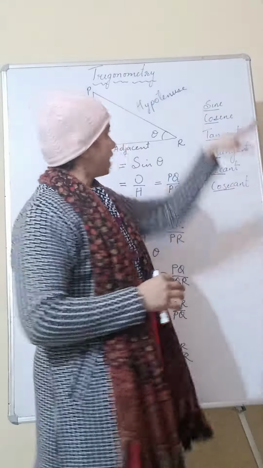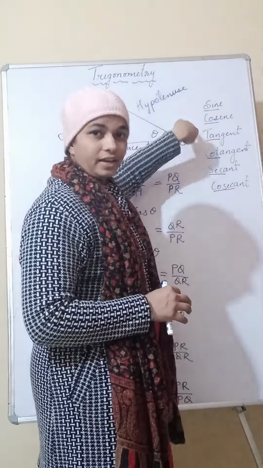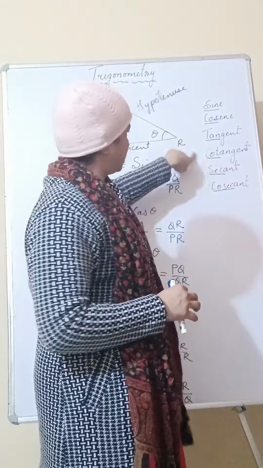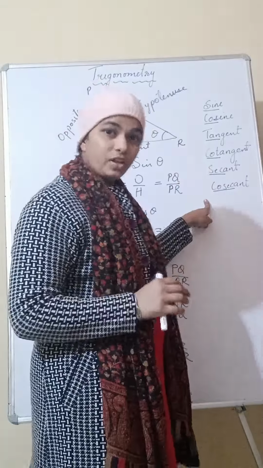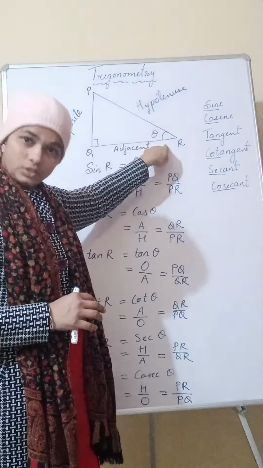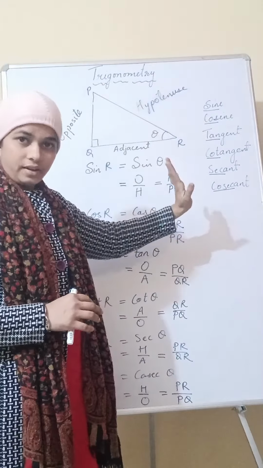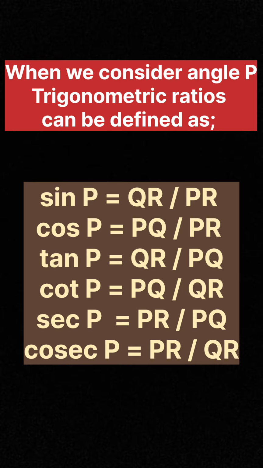So we use abbreviations of these: sine, cosine, tangent, cotangent, secant, cosecant. Abbreviations of these when we talk about a certain angle and the relationship between the side and angle. Okay. When we consider angle P as a reference angle, see how the ratio changes.